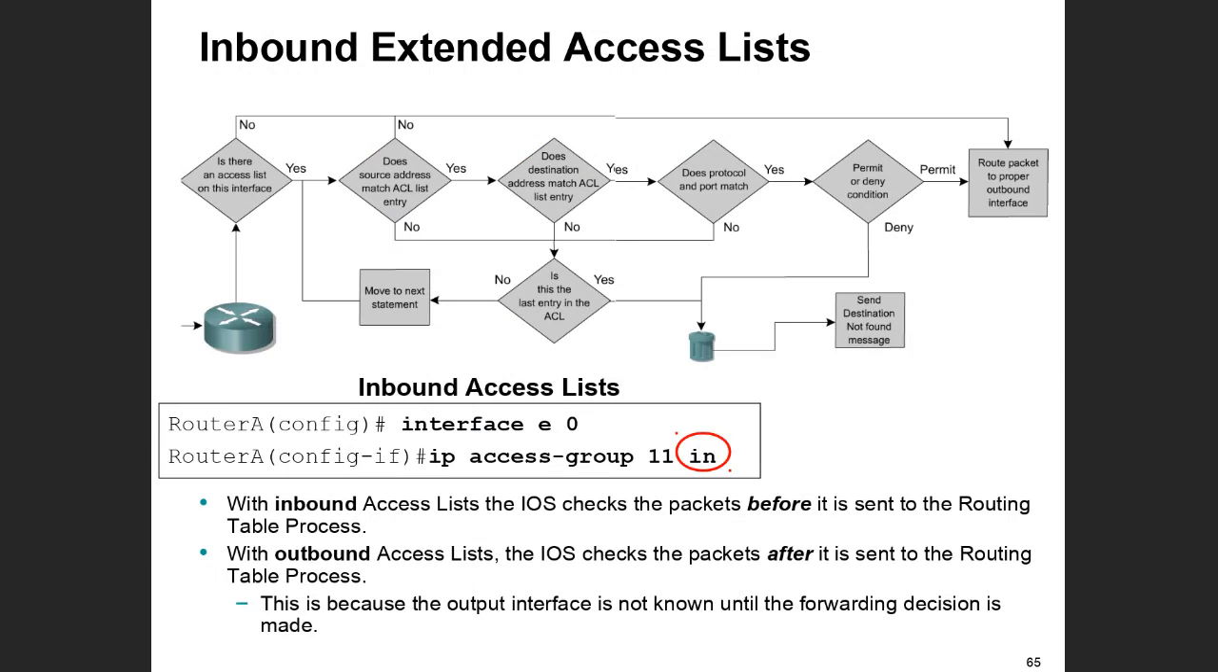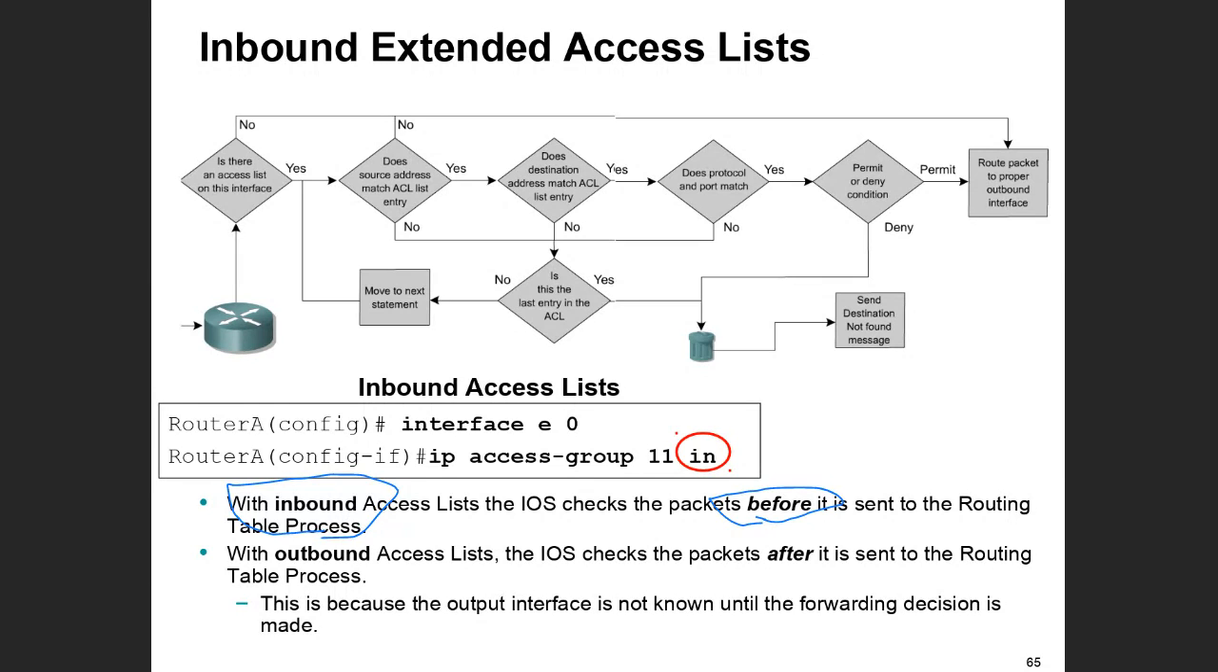Okay, inbound access control lists. We want to use it inbound if possible because it's more efficient, because the IOS checks the packets before they go to this cumbersome, time-consuming routing table lookup process. And let's quench it in the bud.